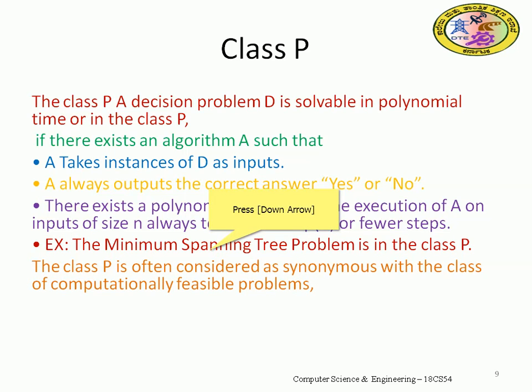The class P is often considered synonymous with the class of computationally feasible problems. Polynomial problems, or polynomial behavior algorithms, are computationally feasible problems. In other words, those are solvable, and their cost is reasonable, a cost we can bear. So the computer can exploit such problems and provide solutions. That is, polynomial behavior is synonymous with computationally feasible solutions.